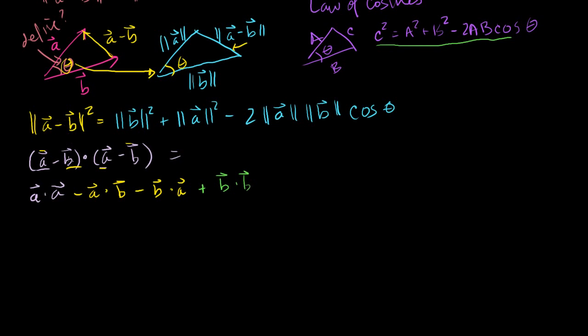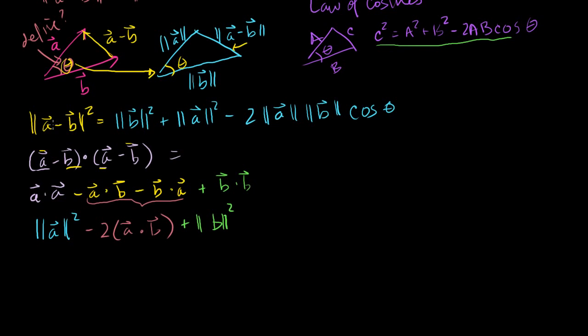Remember, this is just a simplification of the left-hand side. And I can rewrite this. A dot a, we know that's just the length of a squared. A dot b and b dot a are the same thing. So we have two of these. So this term right there will simplify to minus 2 times a dot b. And then finally, b dot b, we know that that's just the length of b squared.